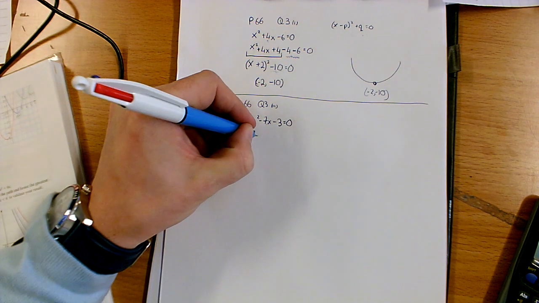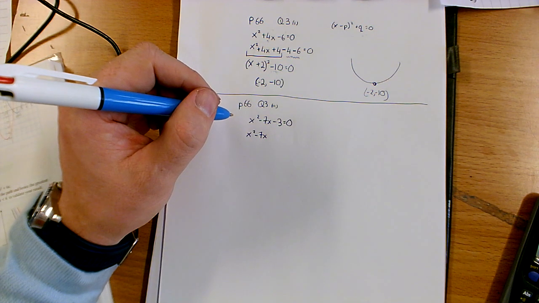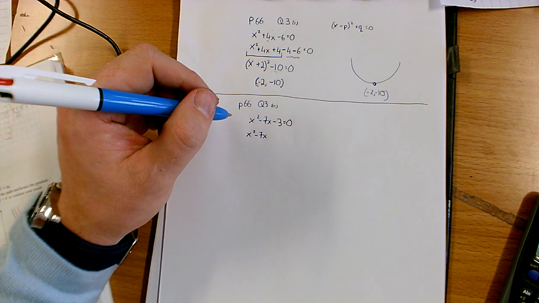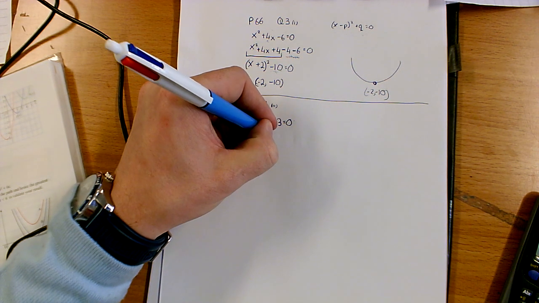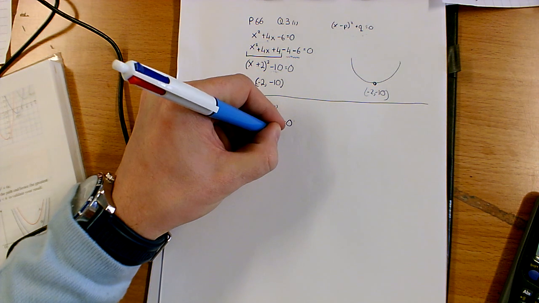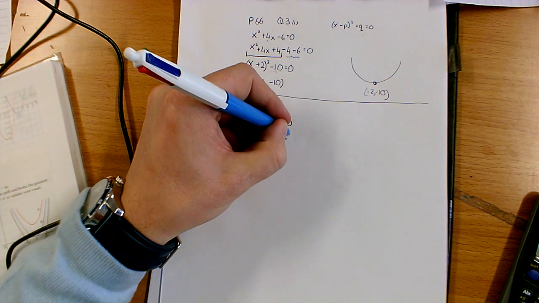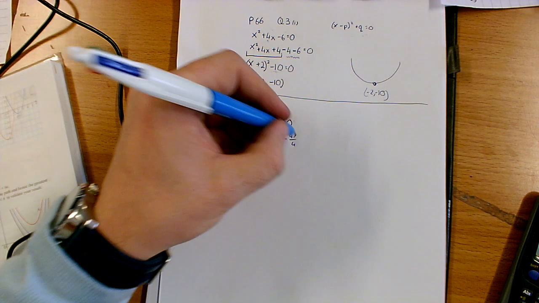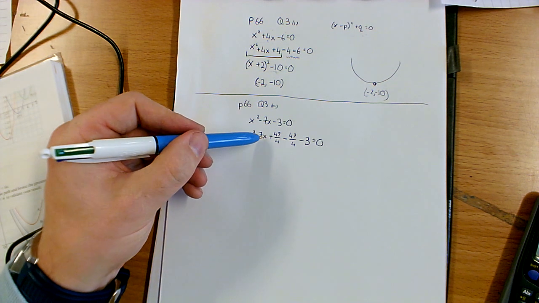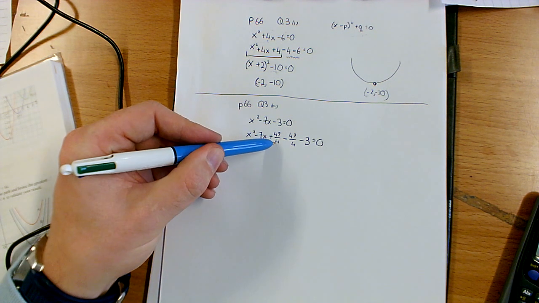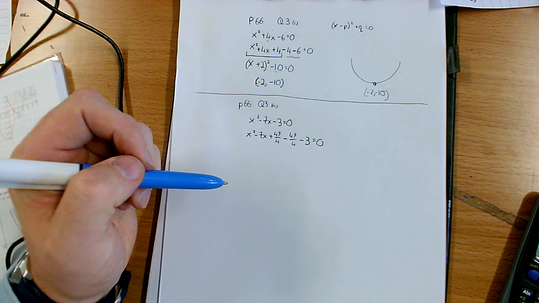So x squared minus 7x. Half 7 is 3.5 multiplied by 3.5, which will give me, and I'm going to keep it as a fraction, plus 49 over 4, minus 49 over 4, and then minus 3 equals 0. So let's have a look. I halved it, I squared it, I got 49 over 4, I added it, then I took away the 49 over 4 and I brought down the 3.